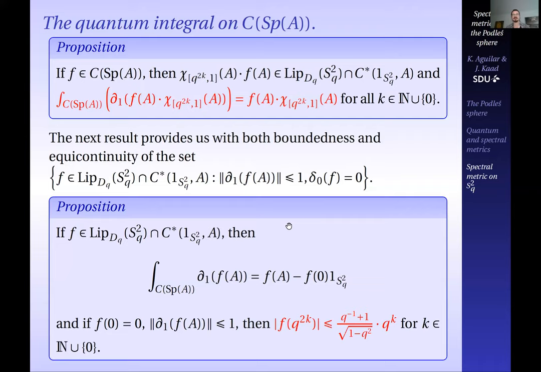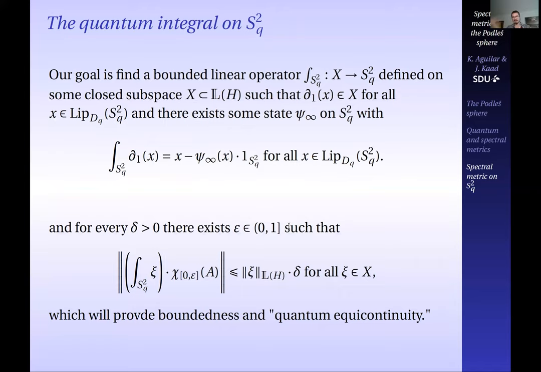Okay. So what comes next? Well, we want to do this for SQ2. We wanted to find an integral for the derivation on all of the compact operators, not just a diagonal. But we're going to use the same strategy. We want some bounded operator that cancels the derivative up to a scalar. In fact, this is going to be the state that projects onto the units of the unitization of the compact operators.